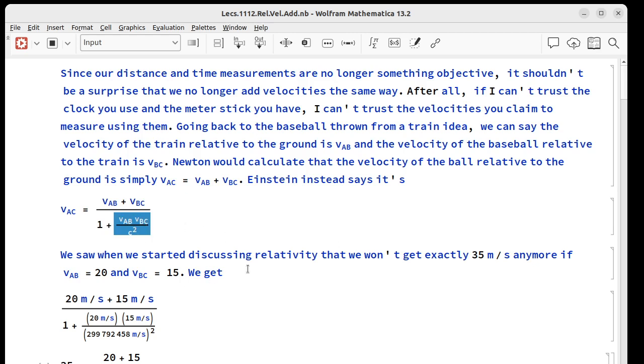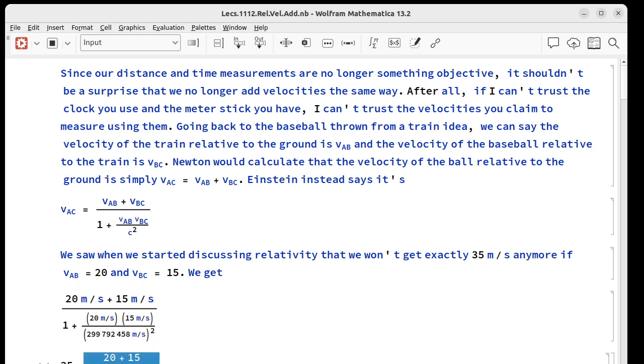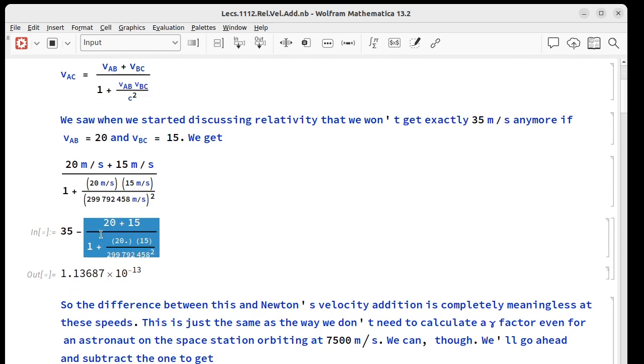So let's see what we actually get. We would get 35 meters per second, first semester physics. Now we do this calculation that Einstein tells us to do, and we say 35 minus that, we get 10 to the negative 13 meters per second difference. So that's about 1 part in 10 trillion. That difference is completely meaningless. There's no way we would know the velocity of the train or the baseball at anything like enough accuracy to justify including this tiny correction.